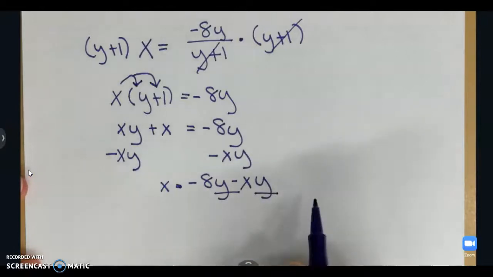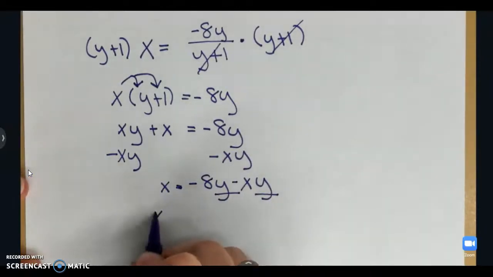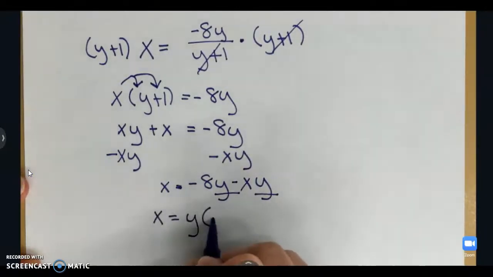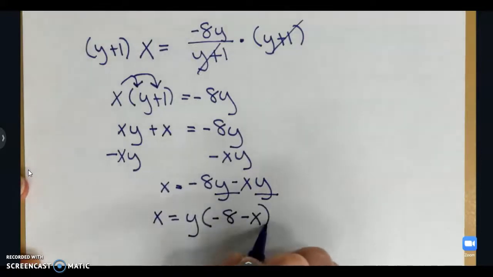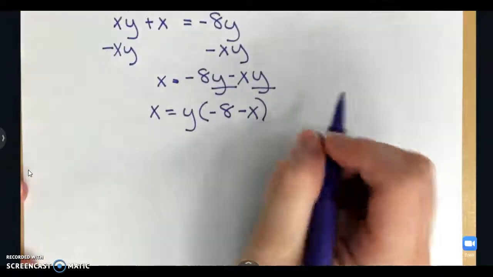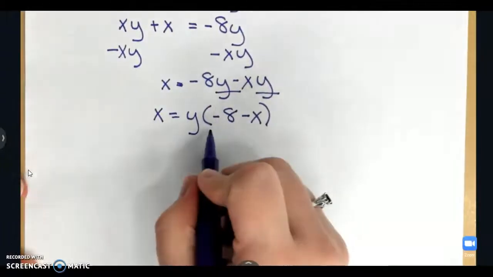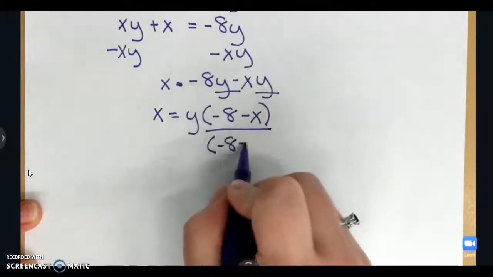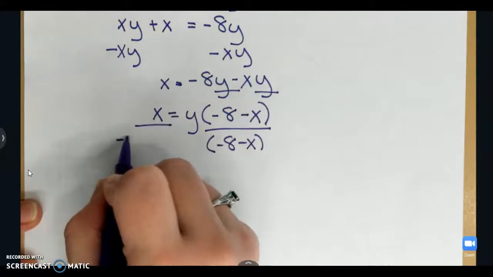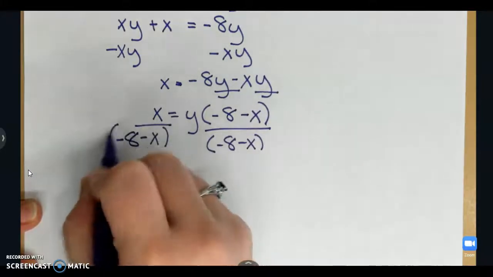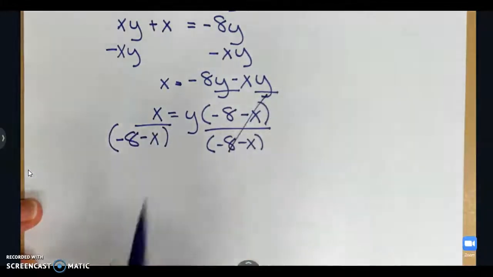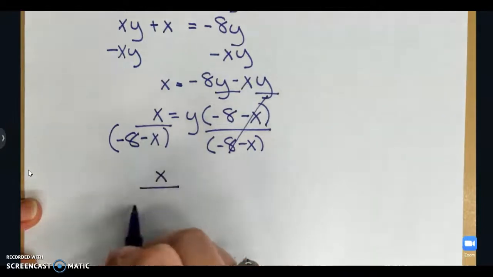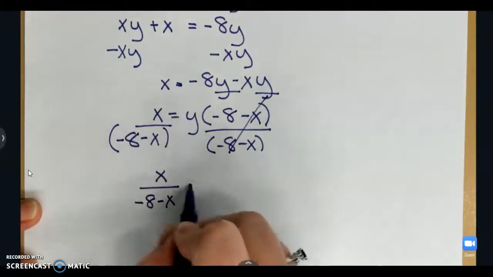So this is a common factor, this y here. So I'm going to factor it out and get negative 8 minus x. And now the last step I need to take to get y by itself is now divide by negative 8 minus x on both sides. Okay, so it cancels here. And so x over negative 8 minus x equals y.